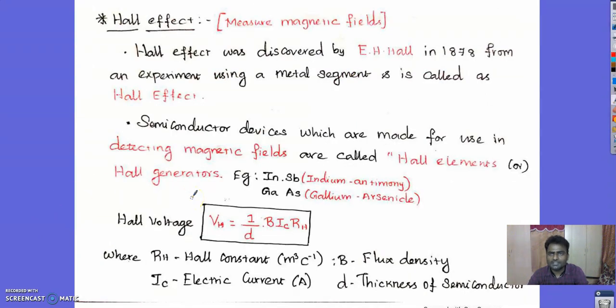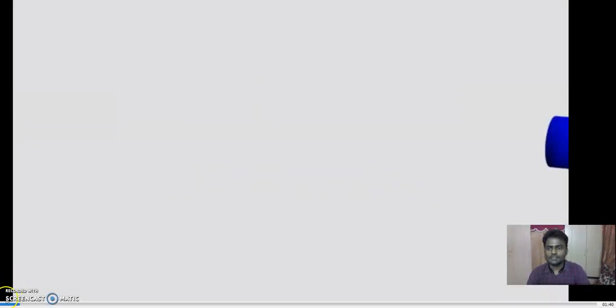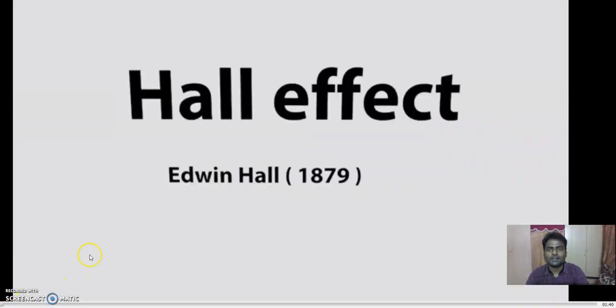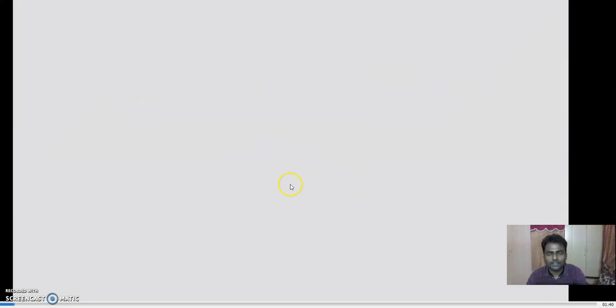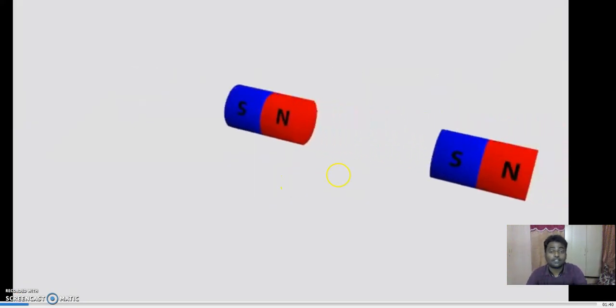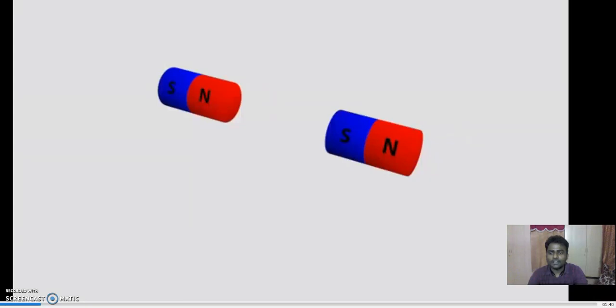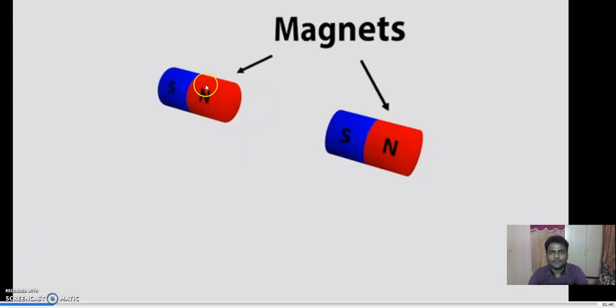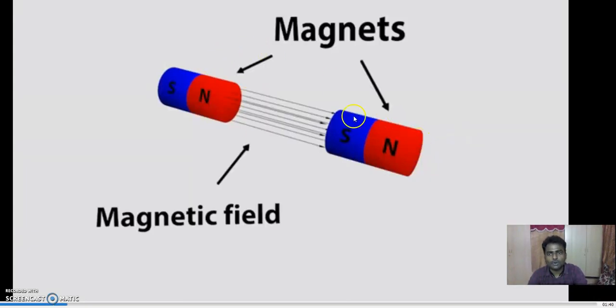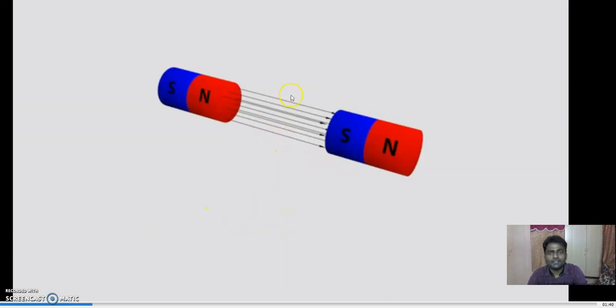The next topic is Hall effect. I would like to explain this Hall effect with the help of a video. This Hall effect is named after Edwin Hall, who found it in 1879. We place 2 magnets, which produce a magnetic field. This magnetic field is measured with the help of a Hall effect sensor.